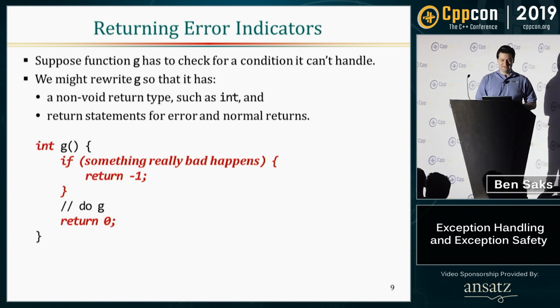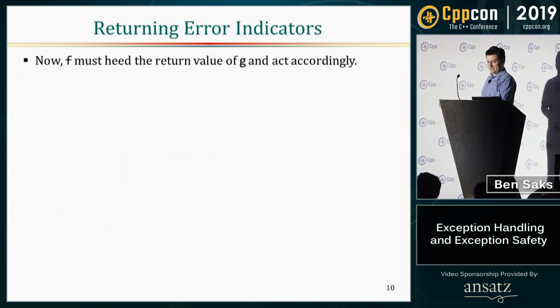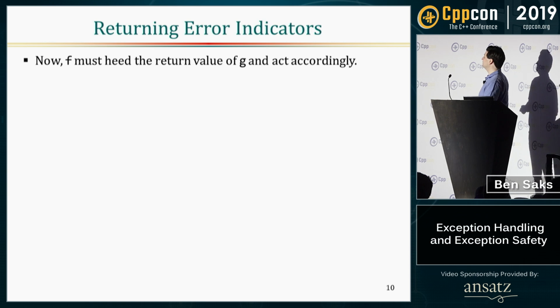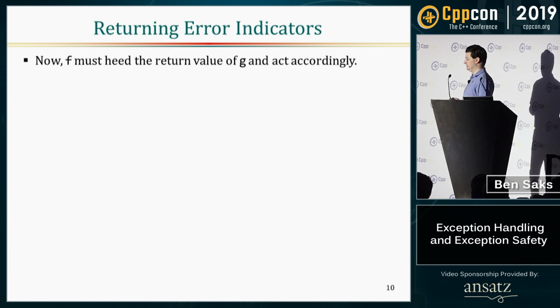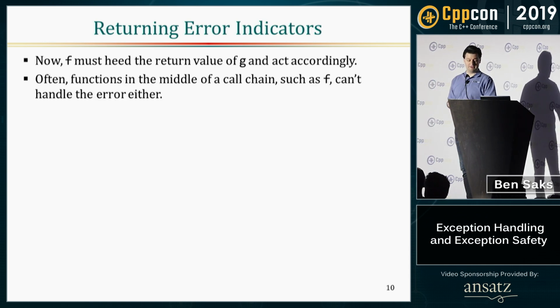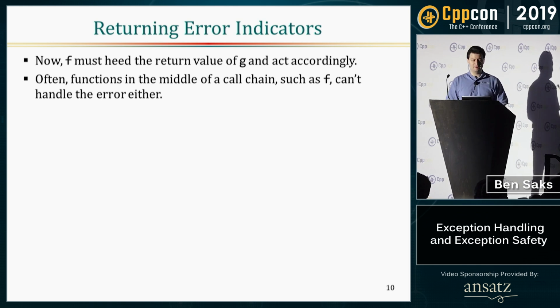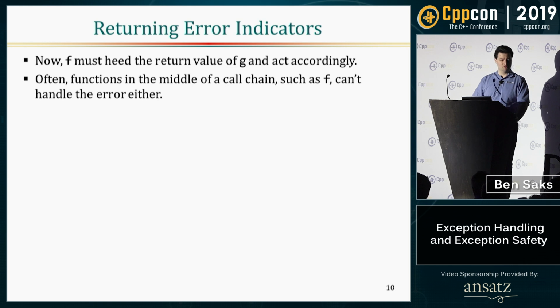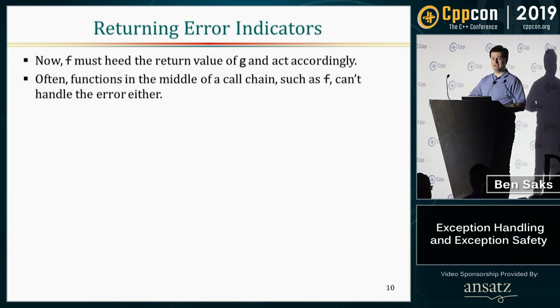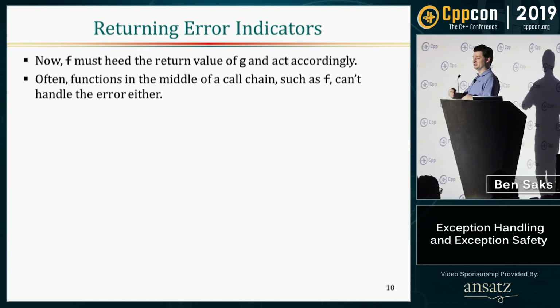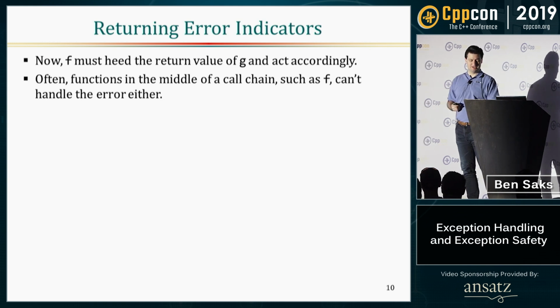It's 0. So then there's a good chance that f doesn't actually know how to respond to this failure. It might, and if it does, it could just look at the return value of G and handle it. But let's suppose that F doesn't know what needs to be done. Suppose it's main that actually deals with the condition that G discovered.